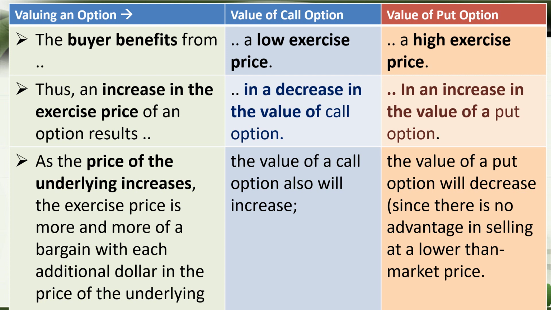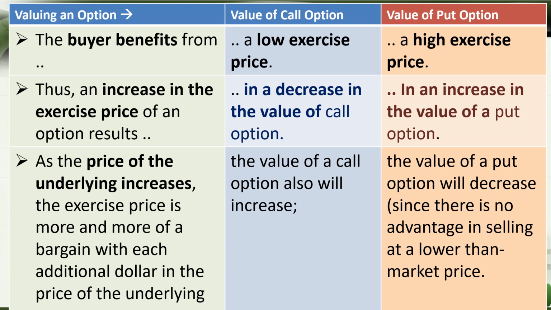The buyer of a call option benefits from a low exercise price, and the buyer of the put option benefits only when there is a high exercise price. Thus, an increase in the exercise price of an option results in a decrease in the value of a call option, and for the put option, an increase in the value of the put option.